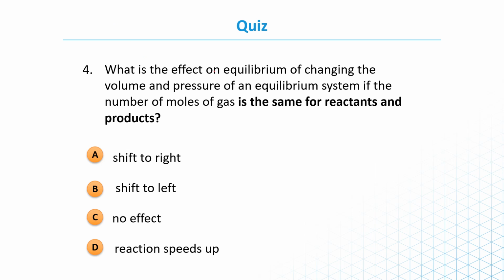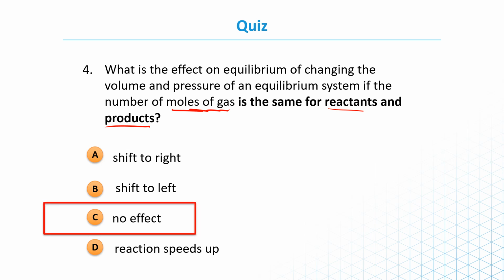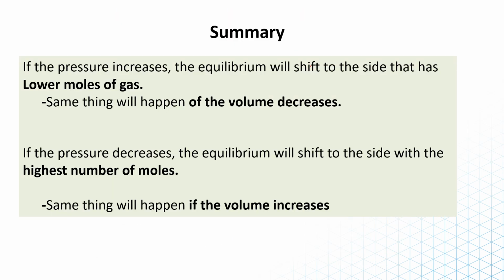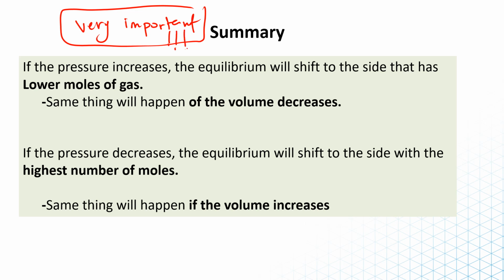Alright. What is the effect on equilibrium of changing the volume and pressure of an equilibrium system if the number of moles of gas is the same for reactants and products? What will happen if we change the pressure and volume of a chemical reaction at equilibrium when the moles of gaseous products equal the moles of gaseous reactants? We said if the number of moles is the same, nothing is going to happen. For something to happen, the number of moles should be different. So guys, this is very important. This is a summary of what we talked about. If you understand it, you can solve any question.